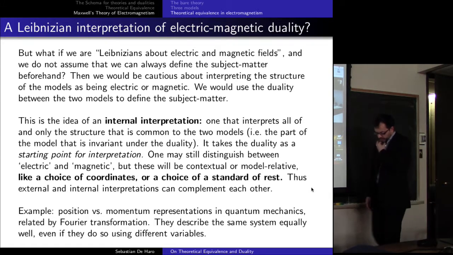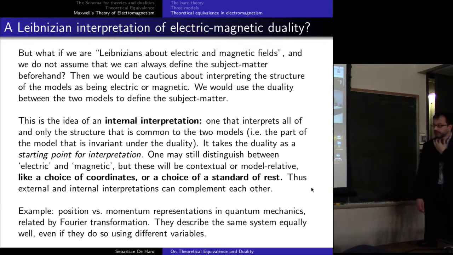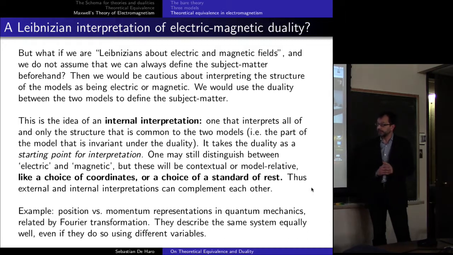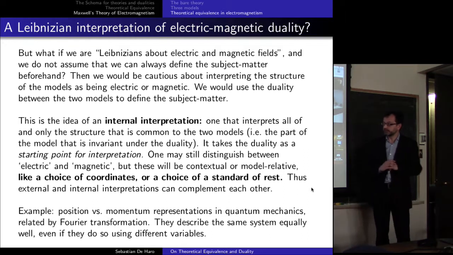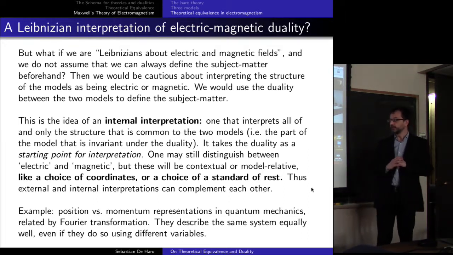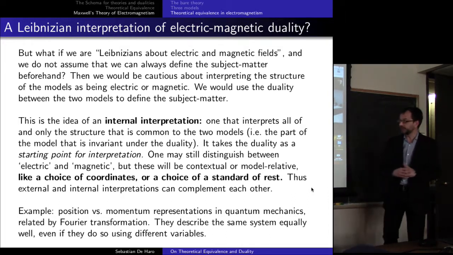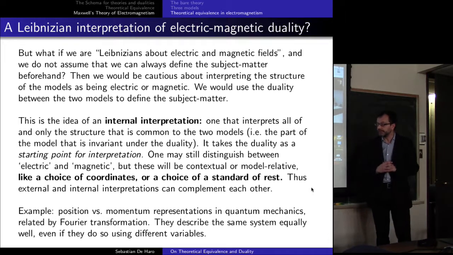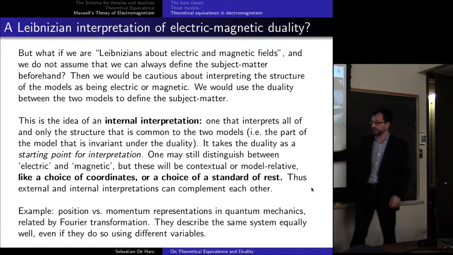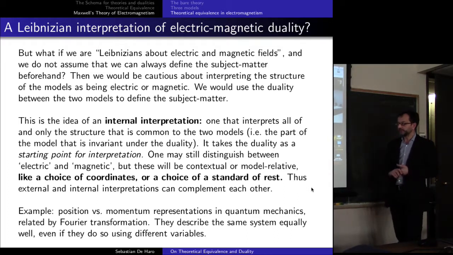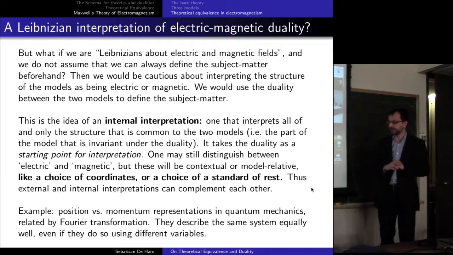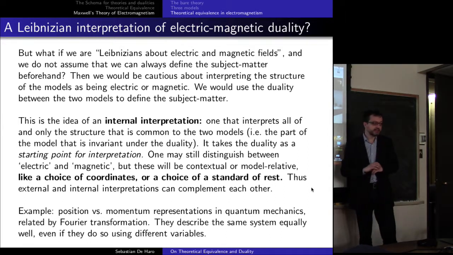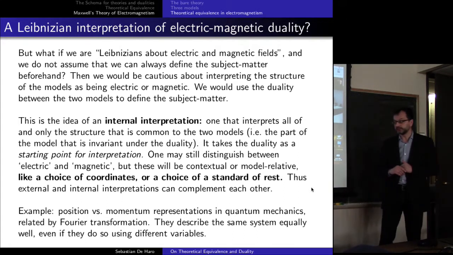But one might want to see whether there is a possibility to be a Leibnizian about electric and magnetic fields here, and not assume that we can always define the subject matter beforehand. If that were the case, then we would be cautious about interpreting the structure of the models as being electric or magnetic, because whether it's electric or magnetic might just be a contextual factor. So we would use the duality between the two models to define the subject matter. This is the rough idea of an internal interpretation. It's an interpretation that interprets only the structure that is common to the two models, the part of the model that is invariant under the duality. And so the internal interpretation takes the duality to be the starting point for the interpretation.